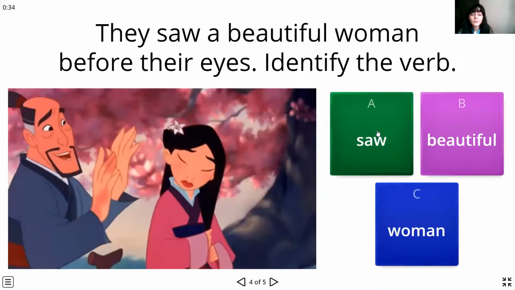They saw a beautiful woman before their eyes. Identify the verb: saw, beautiful, woman. The answer would be saw. Okay, so you can see that it is a verb that I'm looking for, and a verb is a doing word, right? So a doing word will always be an action like eat, sleep, see, think, or write. All of these are doing words, so it would be saw. All right.